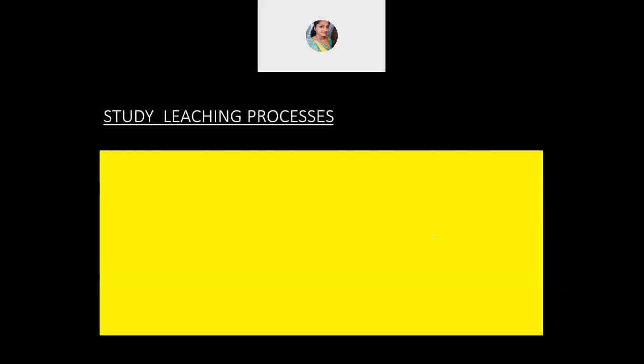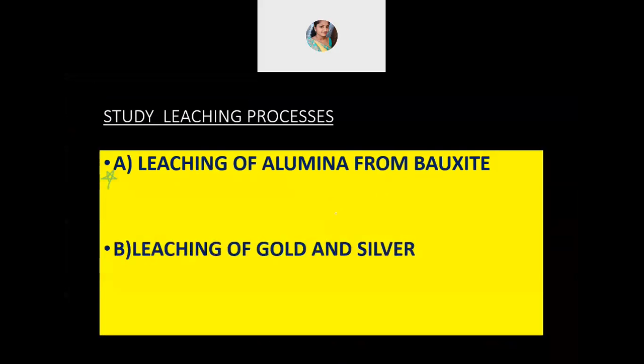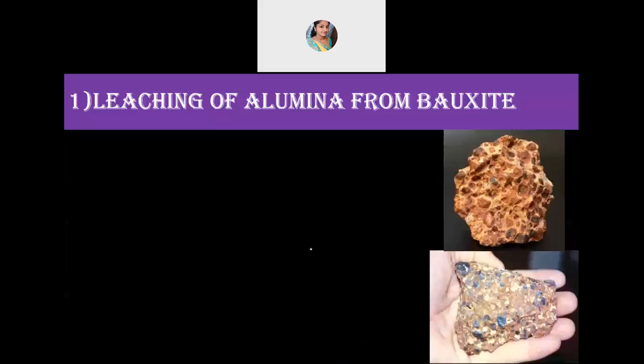So two leaching processes you are going to study. One is for alumina from bauxite ore. The first one is leaching of alumina from the bauxite ore. The second one is leaching of gold and silver. We'll start with the first one, leaching of alumina from bauxite ore. The ore picture which I have put over here is bauxite ore. Bauxite is one of the most abundant ores of aluminium.